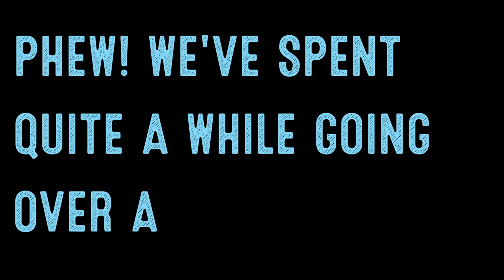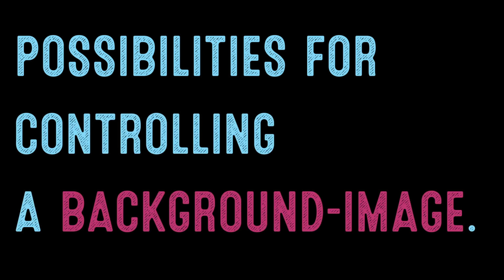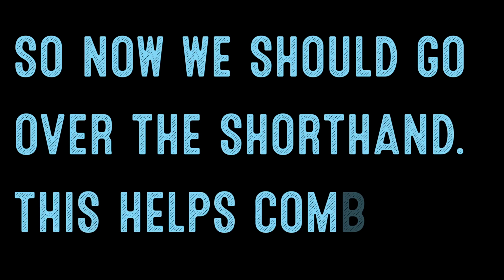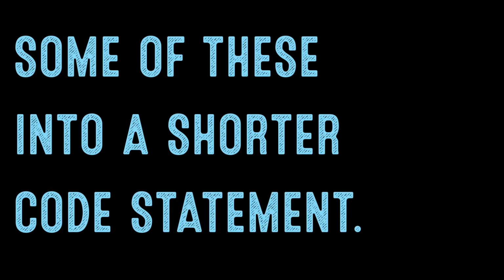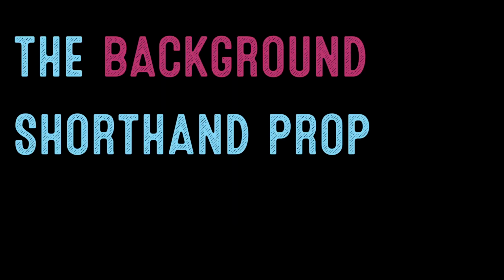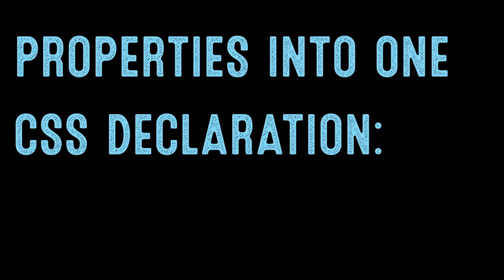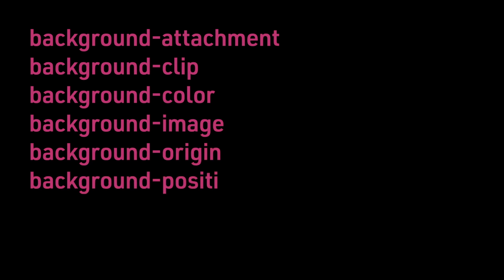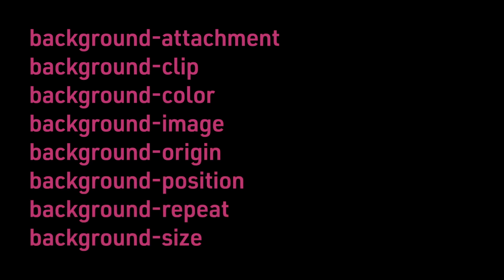Phew! We've spent quite a while going over all the possibilities for controlling a background image, so now we should go over the shorthand. This helps combine some of these into a shorter code statement. The background shorthand property combines several properties into one CSS declaration: background attachment, background clip, background color, background image, background origin, background position, background repeat, background size.